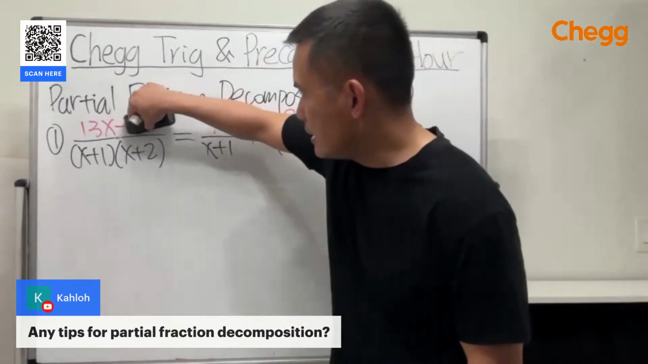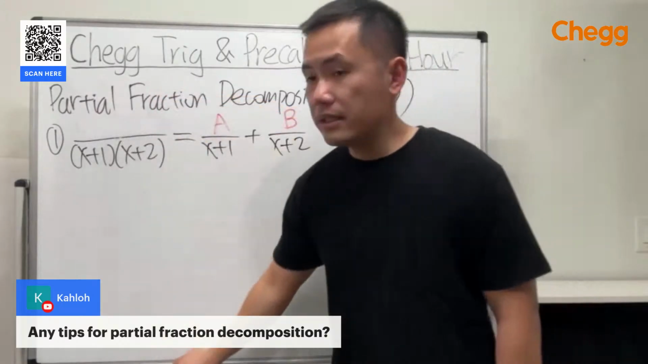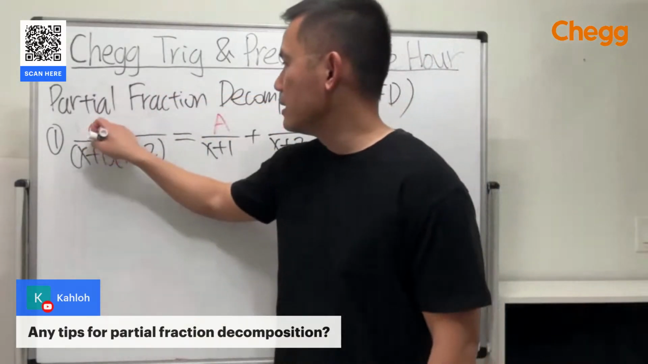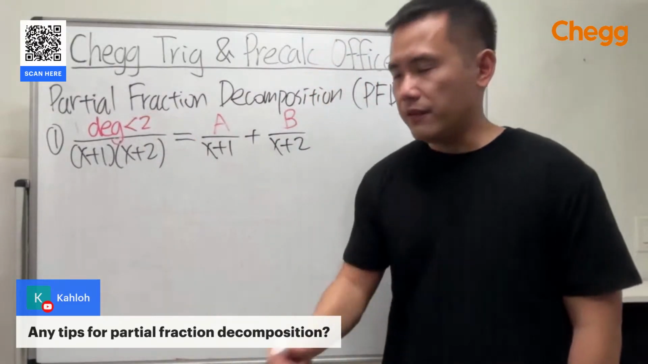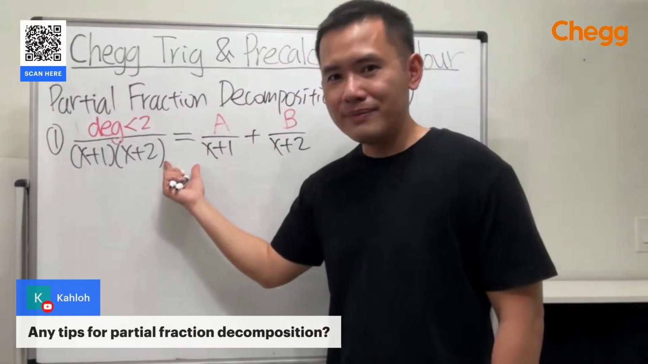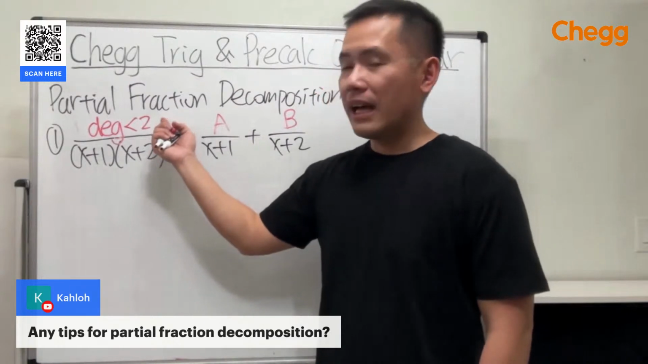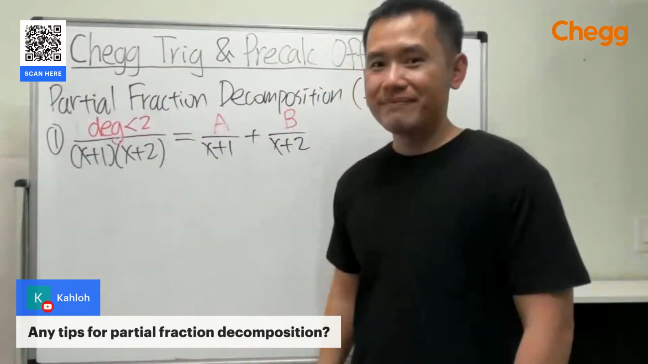I'm just going to erase this again. And I would just like to focus on telling you guys the degree on the top has to be less than 2. If you have another factor on the bottom, then the degree on the top has to be less than 3. Then you can do that.